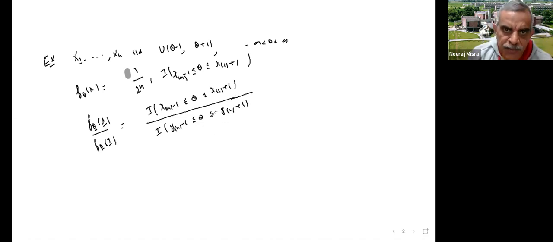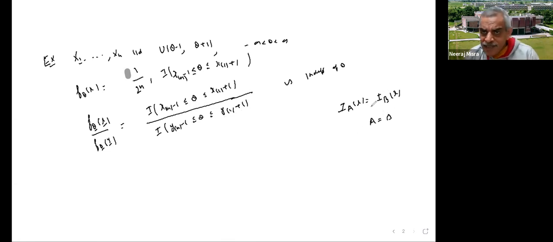Under what condition would this be independent of theta? Now note that if the two intervals are not the same, you know that the indicator function of a set A would be the same as the indicator function of another set B only if A is the same as B, right?